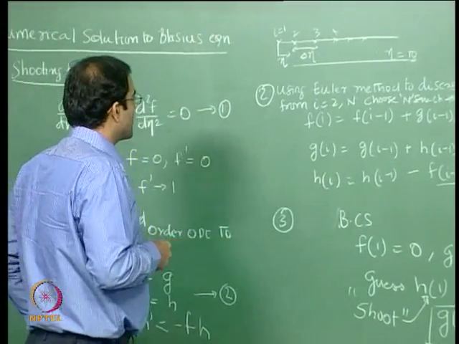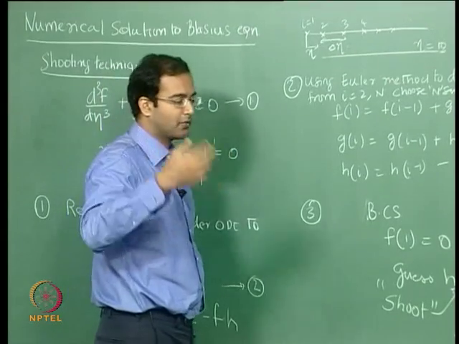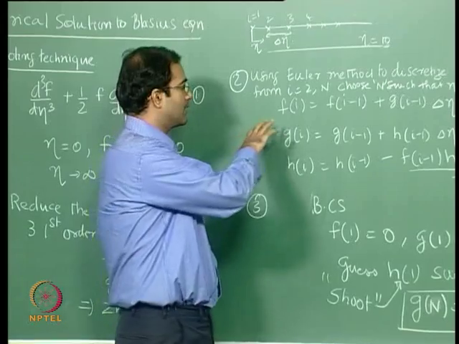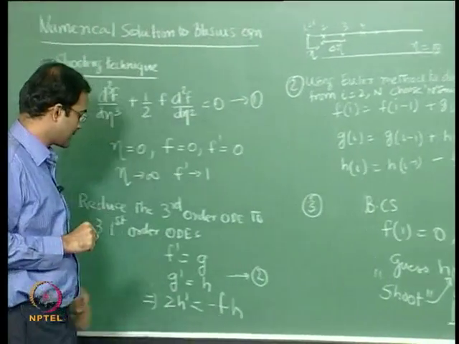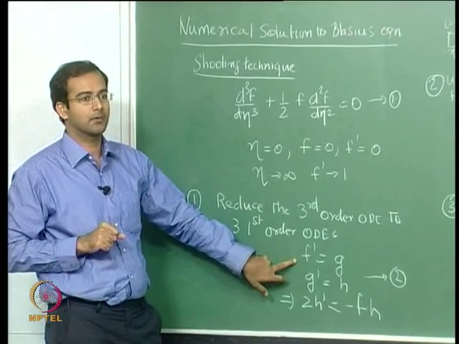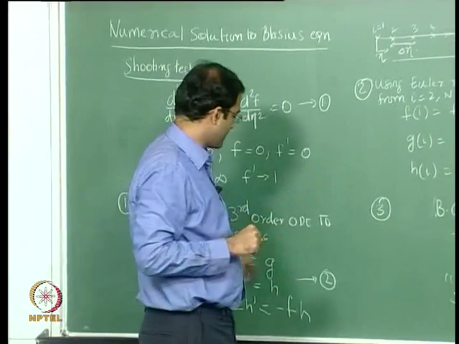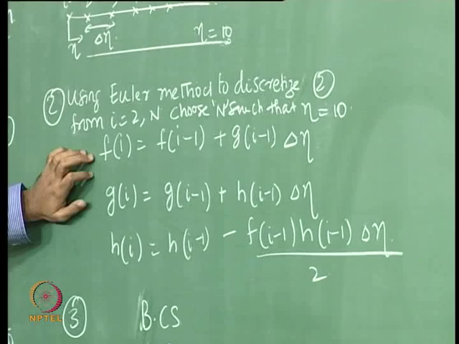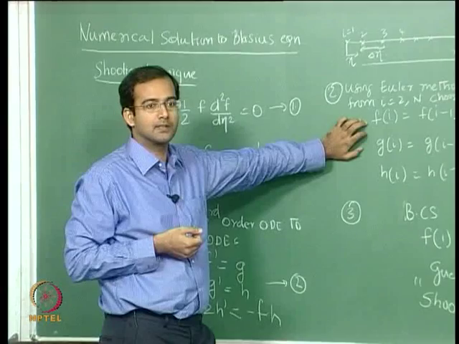Okay, so now next, what you have to do? You can use either, if you want to go for higher order accuracy, Runge-Kutta, but just to make it simple, you can use a very first order Euler method. So you can just discretize the ordinary differential equation based on the Euler method. What it says is any derivative like df by d eta can be written as f_i minus f_(i-1) by d eta. So that is a simple first order upwind differencing.